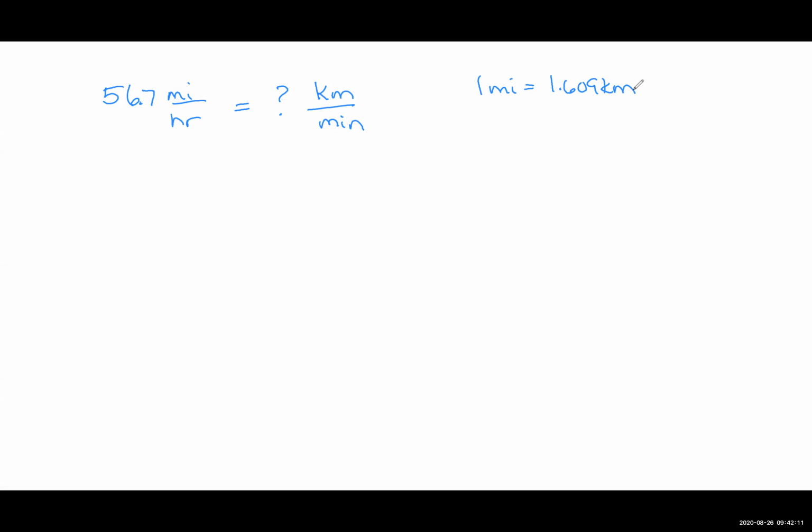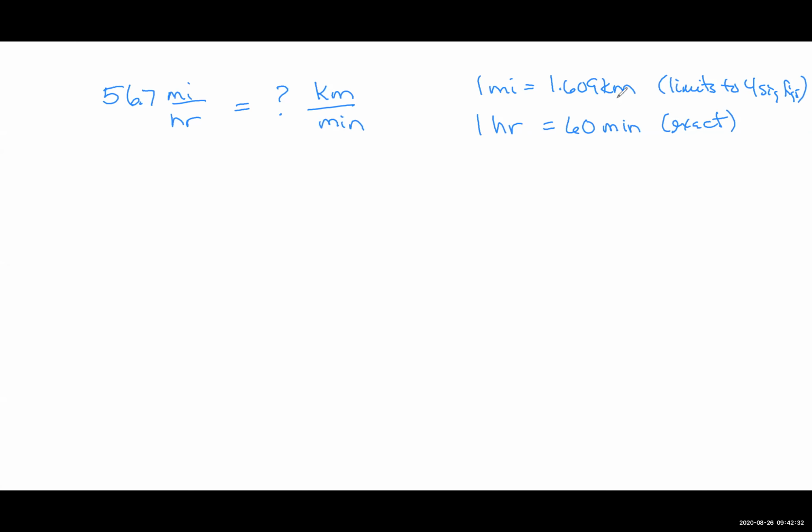We're also going to have to change hours into minutes. And so we're going to need to know that 1 hour is 60 minutes. Now this one is exact because it's defined, right? And this one is limited to 4 sig figs, because it's between systems of units.